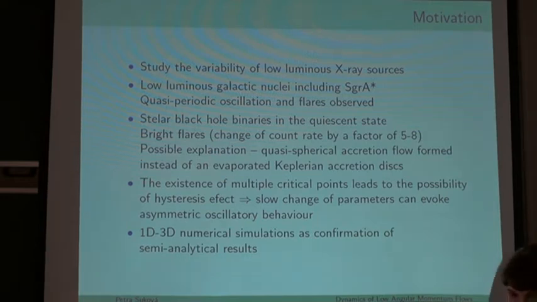So the key feature when switching from the very simple spherical accretion to a more realistic accretion of gas with a low angular momentum is that the topology of the solution can change, and for some range of parameters there is a possibility of the existence of multiple critical points. And together with some type of hysteresis effect, which I will talk about later, this could lead to some asymmetric oscillatory behavior, which could be related to flares and QPOs and so on. And our aim in this project is to run 1, 2, or 3D numerical simulations, which will confirm some analytical results which are published, and maybe also address some new aspects of this.